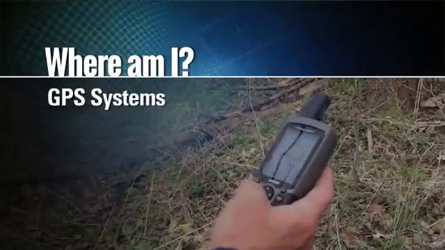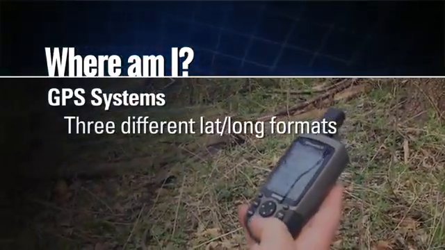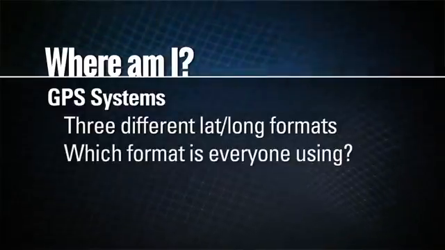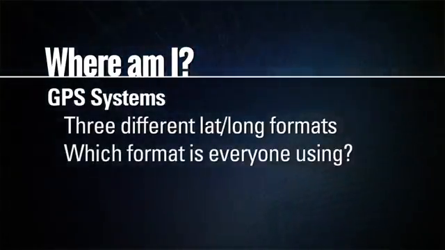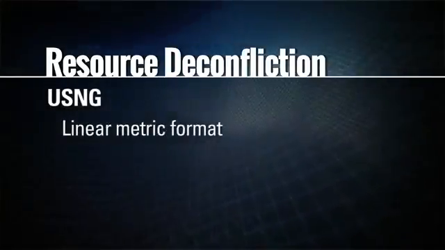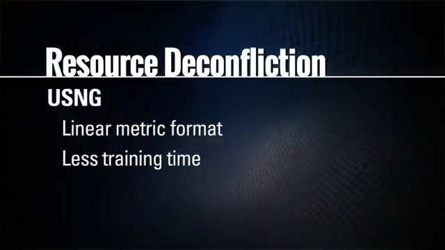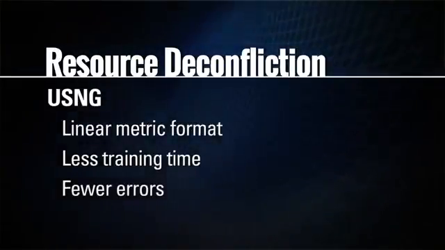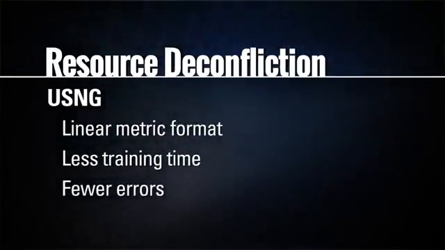GPS systems use 3 different formats to record latitude and longitude coordinates. How do you know which format everyone is using? The simple answer is you don't. If I say latitude, longitude, there are actually 3 standardized ways to say lat long. In the dispatch center, when the dispatcher is looking at a latitude, longitude, it doesn't easily transfer to a map. The simple linear metric format of USNG has shown itself to require less training time to master and produces fewer operator errors than the more complex angles of latitude and longitude.